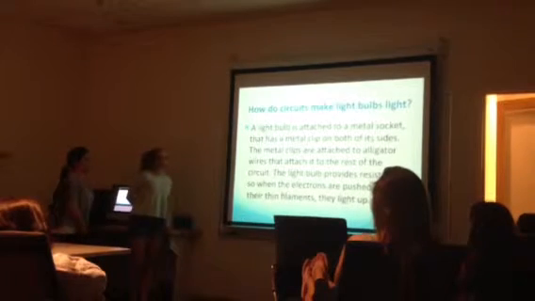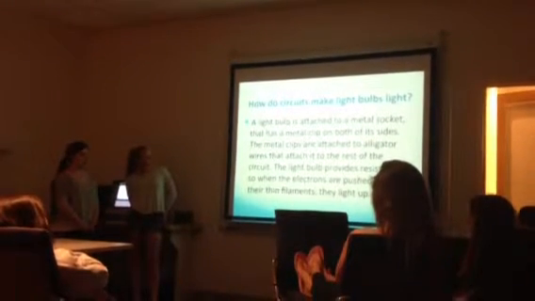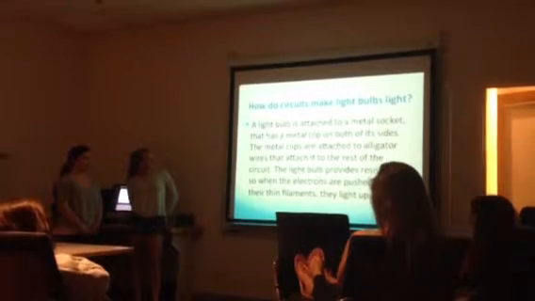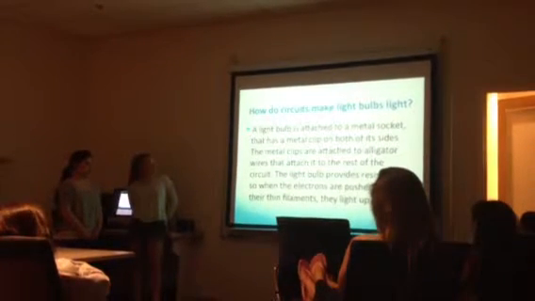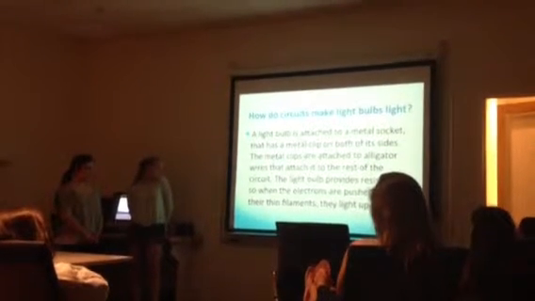So how do circuits make light bulbs light? A light bulb is attached to a metal socket that has a metal clip on both of its sides. The metal clips are attached to alligator wires that attach it to the rest of the circuit. The light bulb provides resistance, so when the electrons are pushed through the thin filament, they light up.